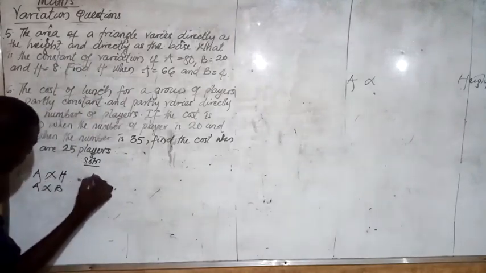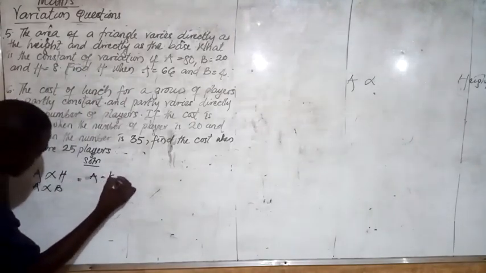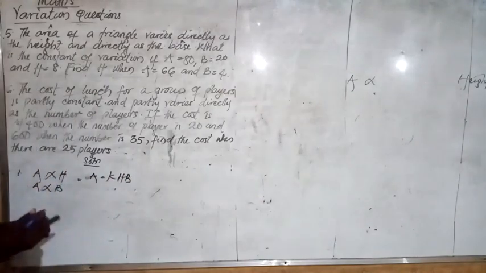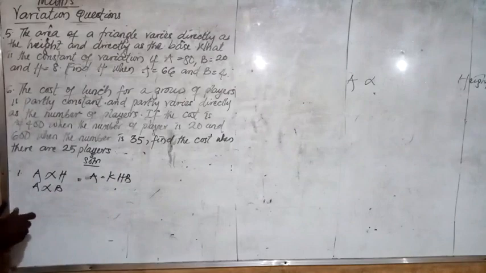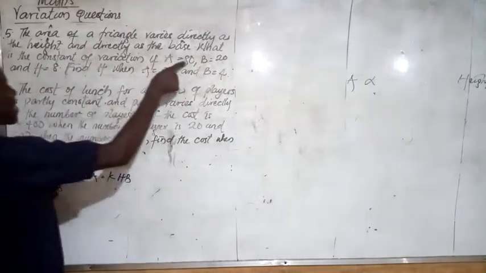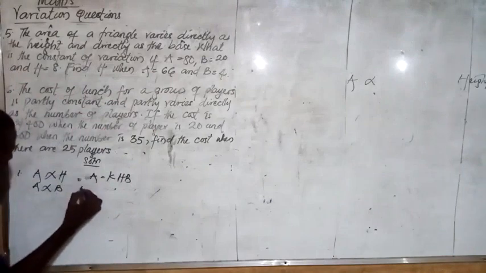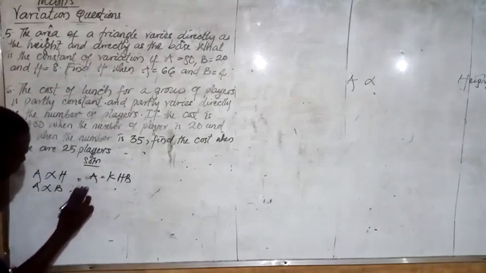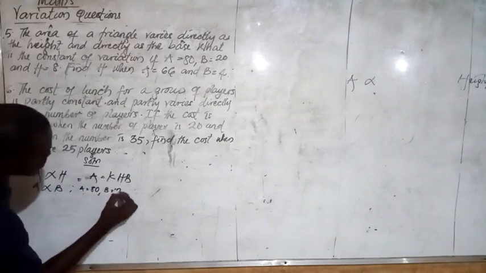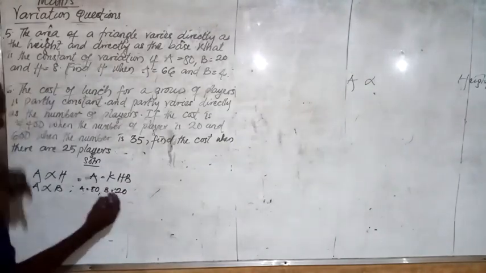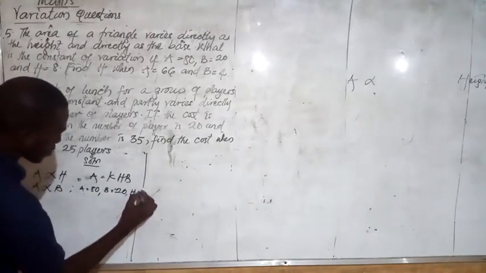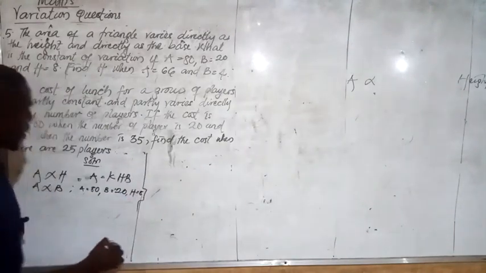Definitely, we know that A is going to be equal to kHB or kBH as you deem it fit. What is the constant of the variation? If A is now given as 80, A is 80 and B is 20. So we are asked to find k, and H is 8. Alright.